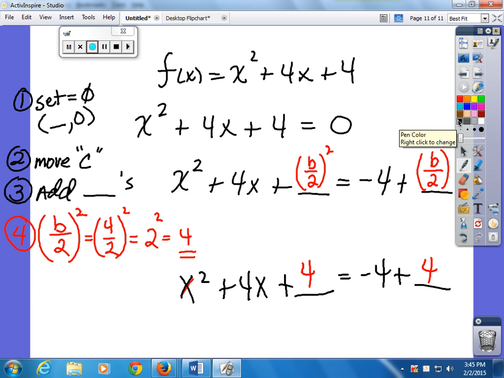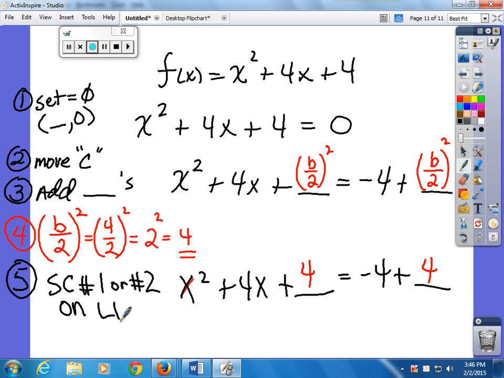Now, as I told you before, this one was factorable. So that's why you're getting these repetitive numbers. It's not always going to be like that. Now, after you do number 4, you will have shortcut number 1 or number 2 on the left-hand side, based on the sign of the 4x.